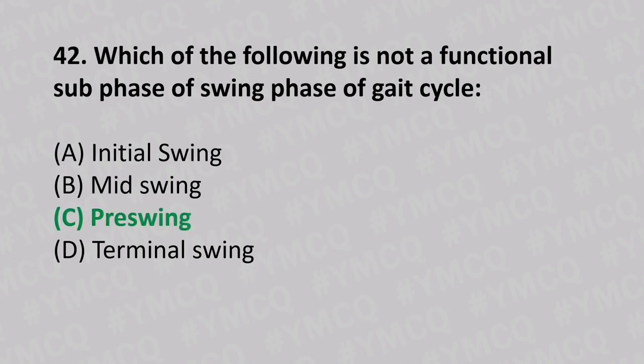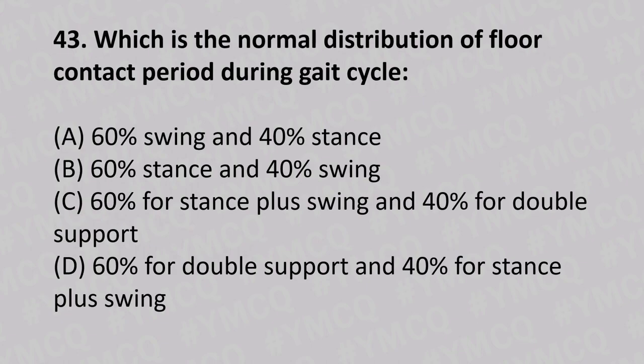Moving to our 43rd question, which is a normal distribution of the floor contact period during the gait cycle? Option A, 60% swing and 40% stance. Option B, 60% stance and 40% swing. Option C, 60% of stance phase swing and 40% of double support. Option D, 60% of the double support and 40% of the stance plus swing. And the answer is option B, 60% stance and 40% swing.